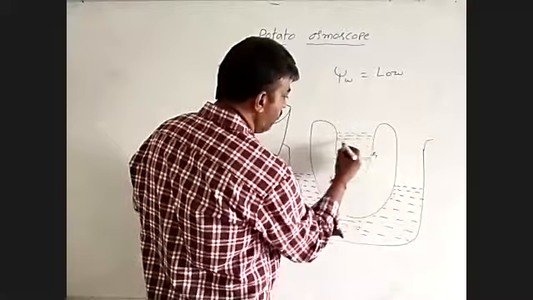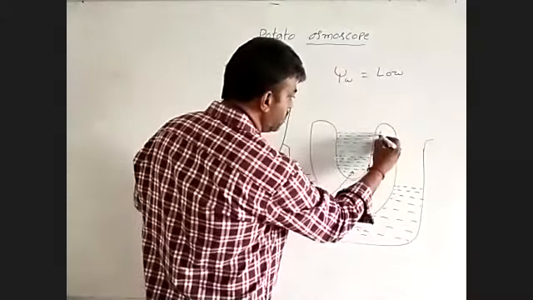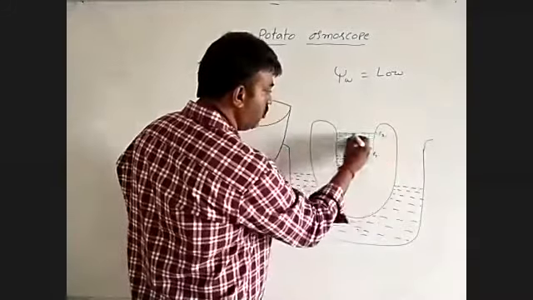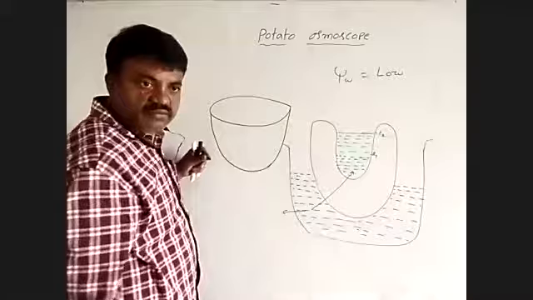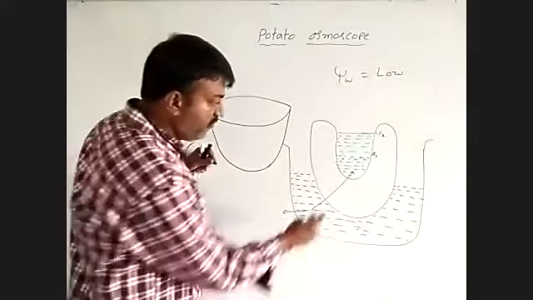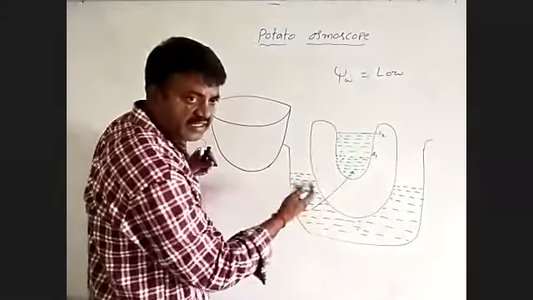So this is the final level. Once equilibrium is reached, this is L2. At this level equilibrium is reached. Further, there is no net movement of water on either side.